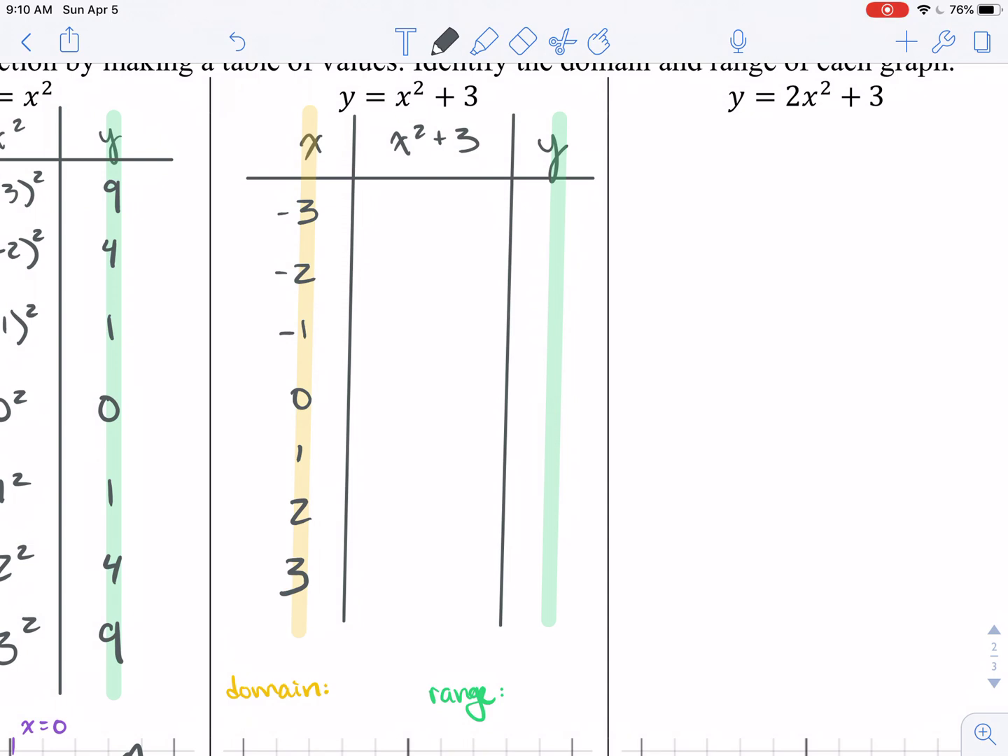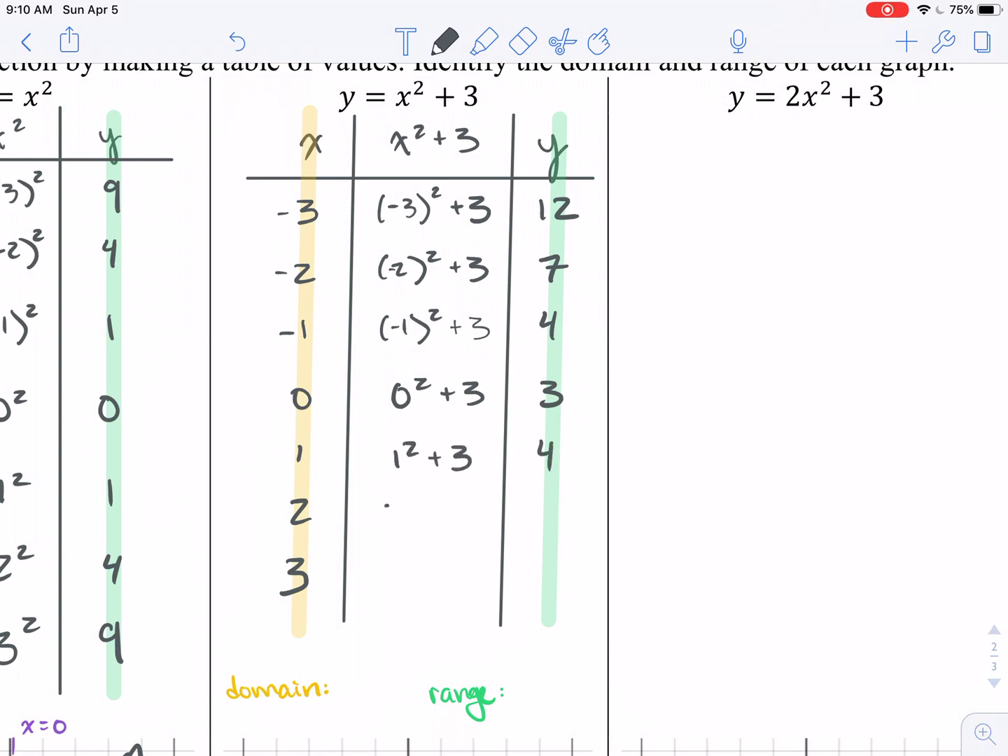So to find out what our y is, we plug in -3 for x. -3 squared plus 3 is 9 plus 3, which is 12. -2 squared plus 3 is 4 plus 3, which is 7. -1 squared plus 3 is 1 plus 3, which is 4. 0 squared plus 3 is 3. 1 squared plus 3 is 4. 2 squared plus 3 is 7. And 3 squared plus 3 is 12.